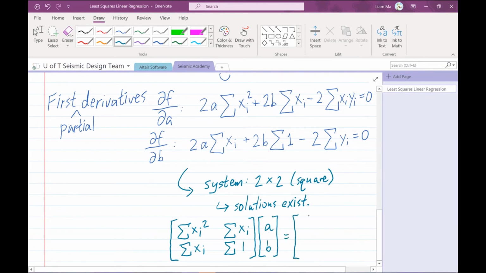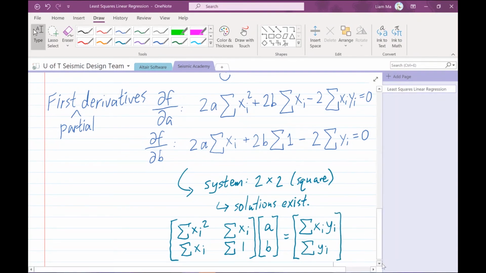is equal to, I should explain first. You'll see that 2 is common to everything. You can divide out 2 from each equation. That doesn't change anything. And after we do that, we're just going to move these yi terms to the right. So we get the sum of x sub i times y sub i and the sum of yi.